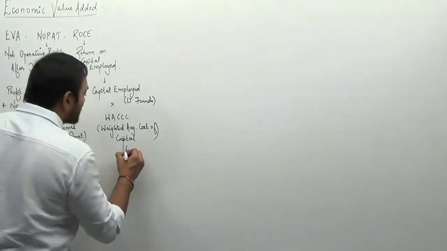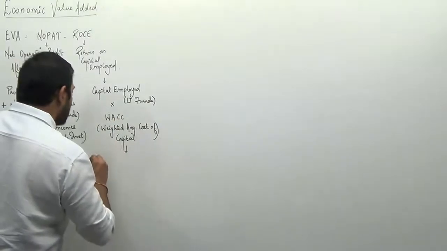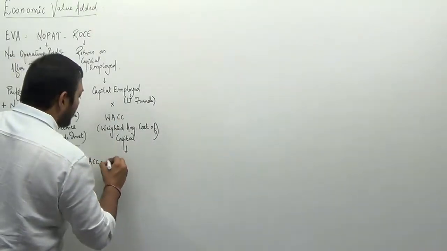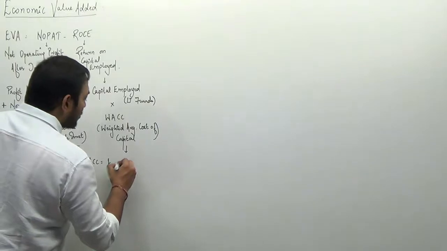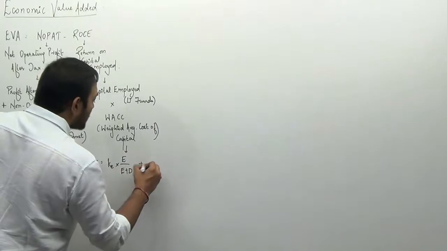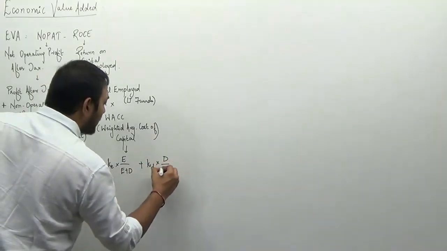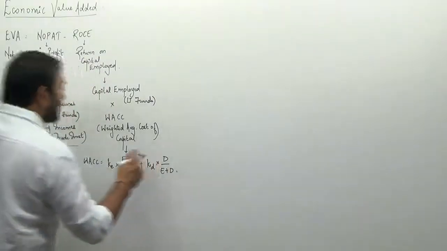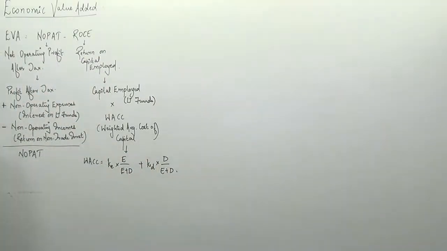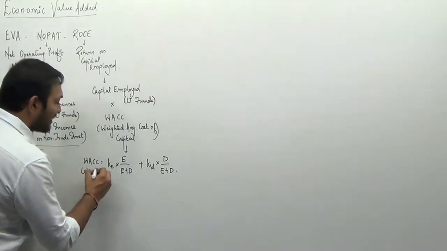How do we calculate WACC then? WACC can be calculated. WACC is equal to KE into E by E plus D plus KD into D by E plus D. D stands for debt, E stands for equity, KE is cost of equity and KD is cost of debt. And whenever you are talking about WACC, it is always after tax.